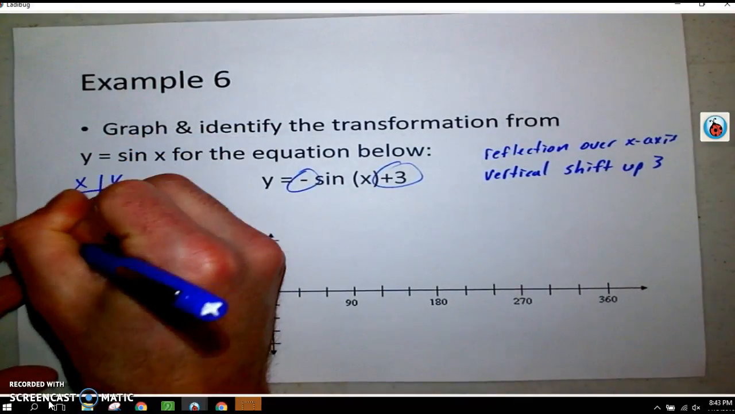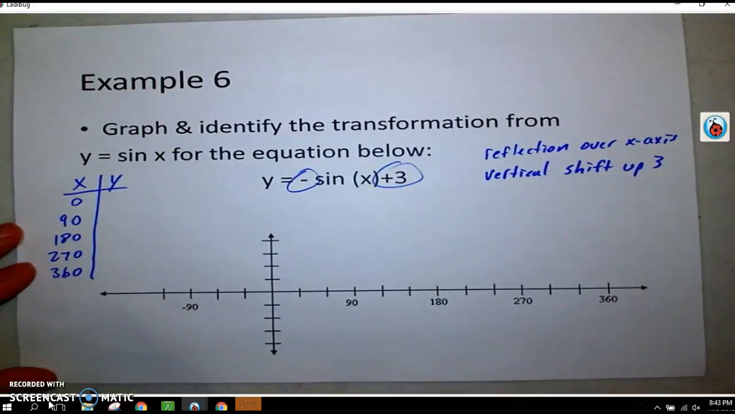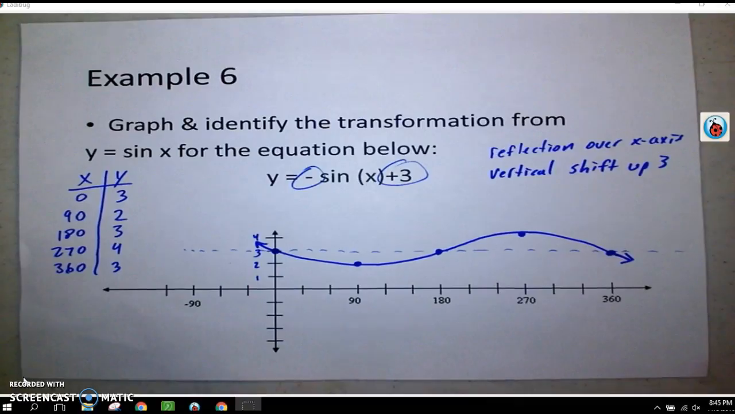Go ahead and start with your x values that we've got here. And give this video a pause right now. Graph this on your own and then check and see how you do. Pause now. All right, take a look here.